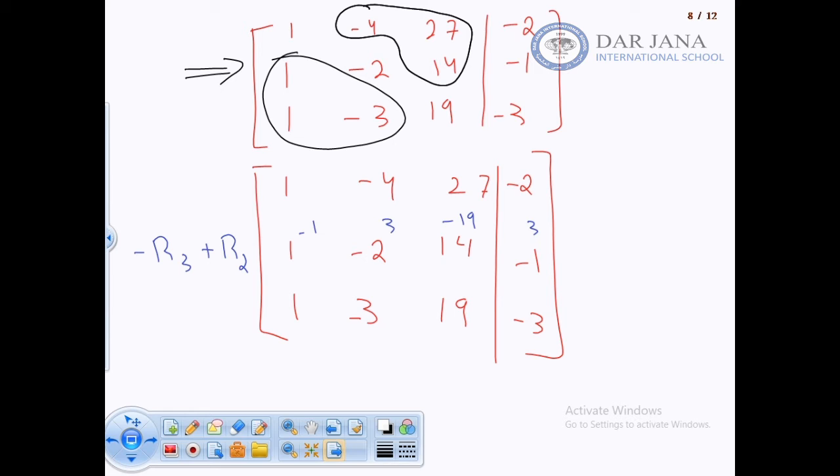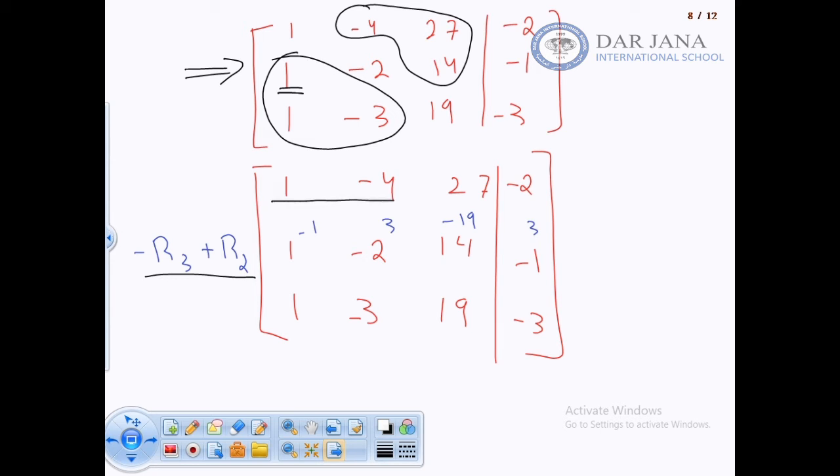Okay. So now, what's the operation that I'm going to use? I'm going to multiply R3 by negative 1 and add it to R2. Why? In order to get rid of this 1. So, the first row and the third row will not change. The second row will change.